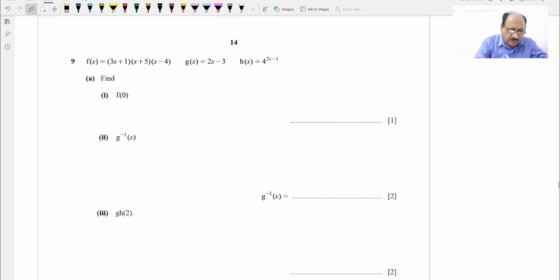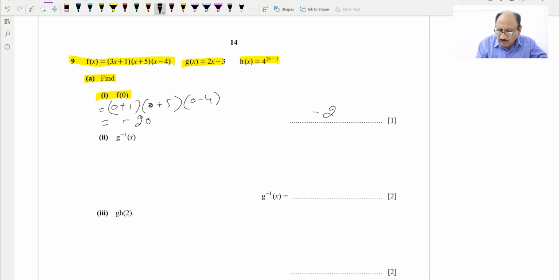Question number 9 is a functions question. Very easy, straightforward. Here f, g and h are given. Find f of 0. We will just replace x with 0 in f of x. So we will get 0 plus 1 into 0 plus 5 and into 0 minus 4. So this will be 1 into 5, 5, and 5 into minus 4, minus 20. So this will be minus 20. This is just a 1 mark question.